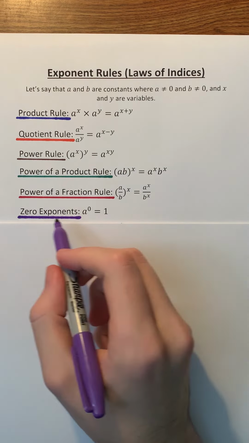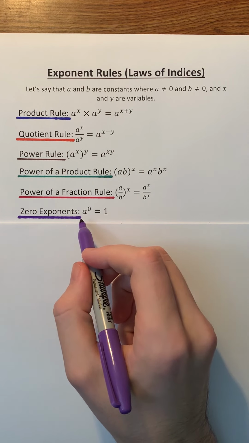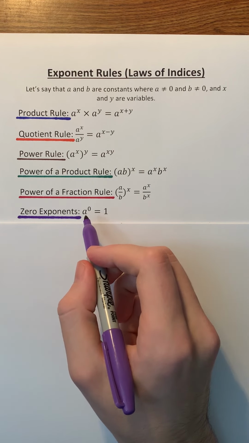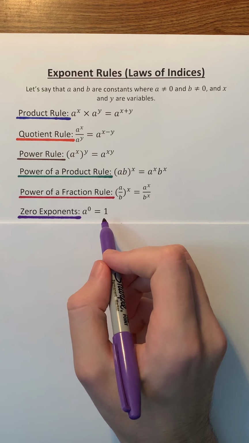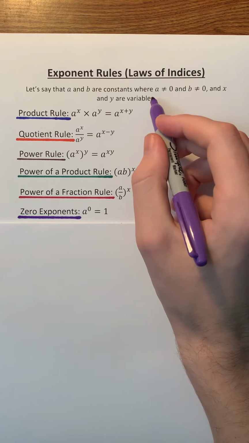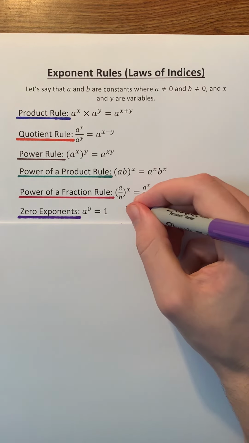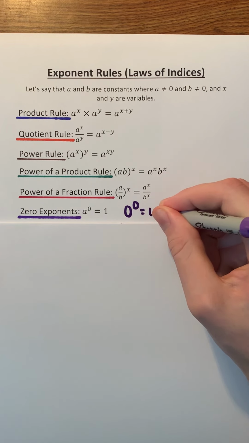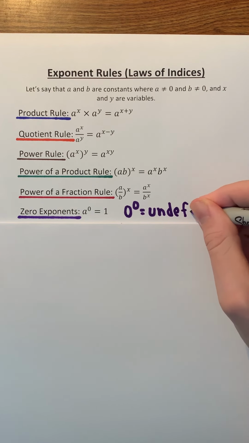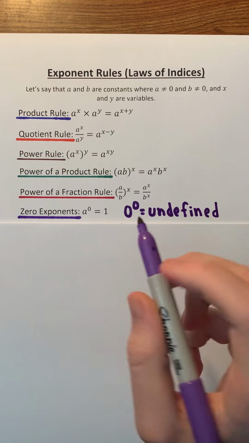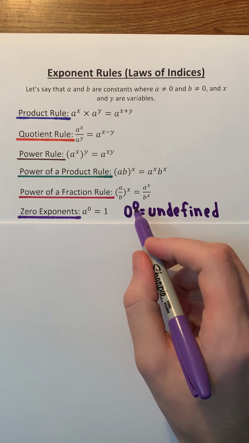Now, I'm going to cover zero exponents. Whenever you raise something, such as a to the power of 0, the result will always be 1. However, keep in mind that a cannot equal 0. The reason for this is that if you raise 0 to the power of 0, the result will be undefined. So, you cannot raise 0 to the power of 0.